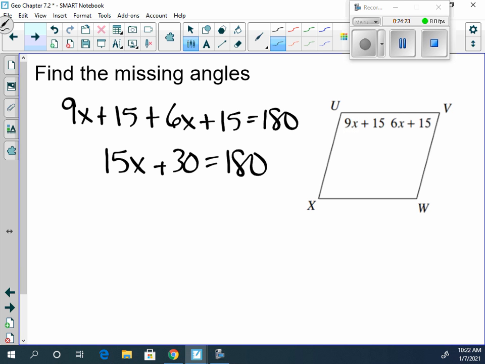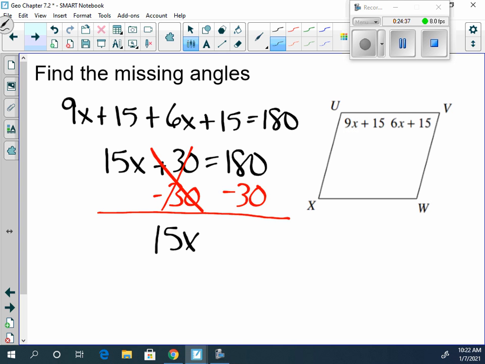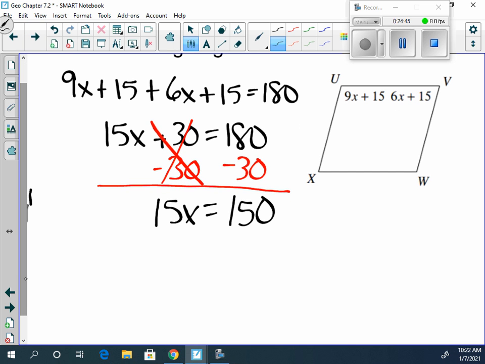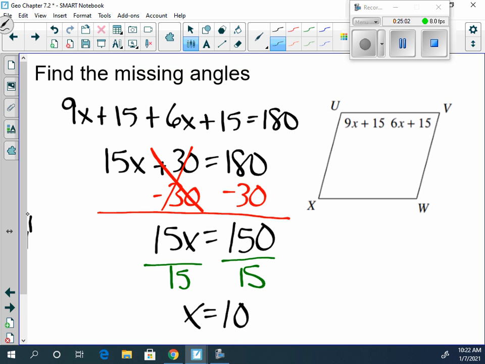Now we need to get x by itself. So the first thing we can do is subtract 30 from both sides. So 30 minus 30 is 0. So I have 15x is equal to 150. Last but not least, what do we need to do? Divide by 15. And we get x is equal to 10.